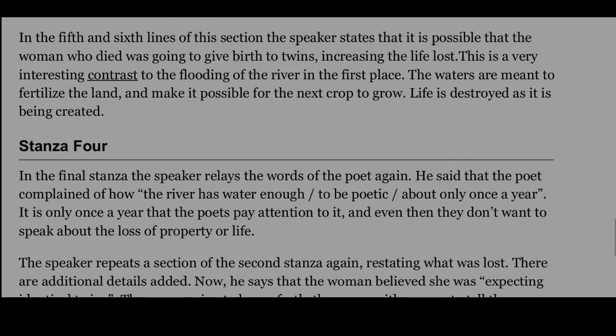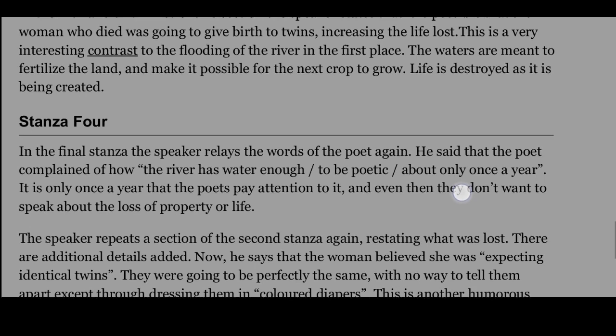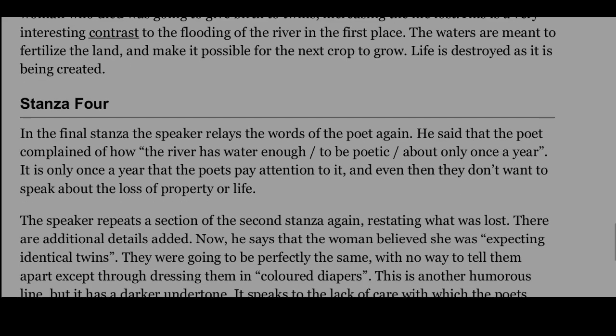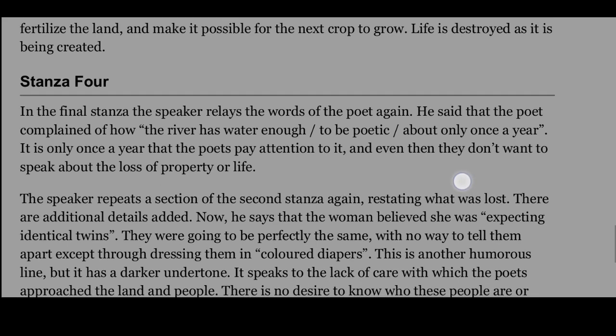In the fifth and sixth lines of this section, the speaker states that it is possible that the woman who died was going to give birth to twins, increasing the life lost. This is a very interesting contrast to the flooding of the river in the first place. The waters are meant to fertilize the land and make it possible for the next crop to grow. Life is destroyed as it is being created.